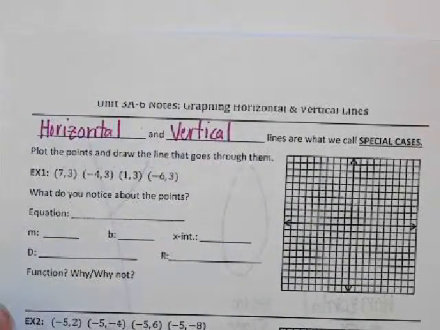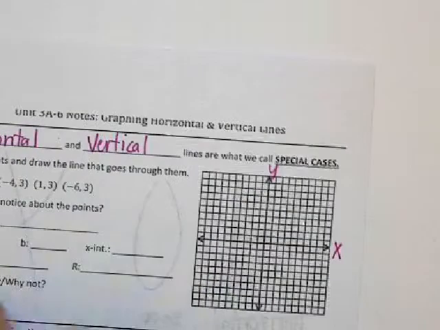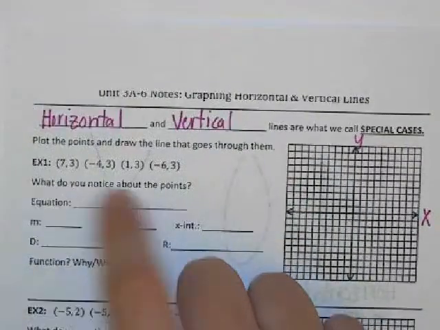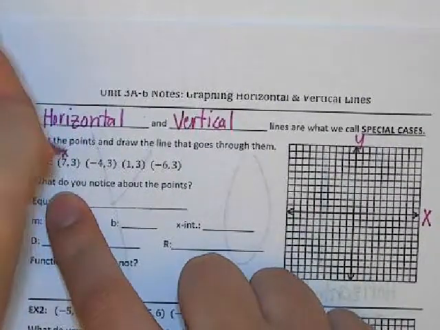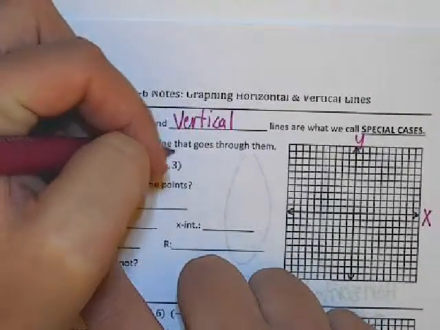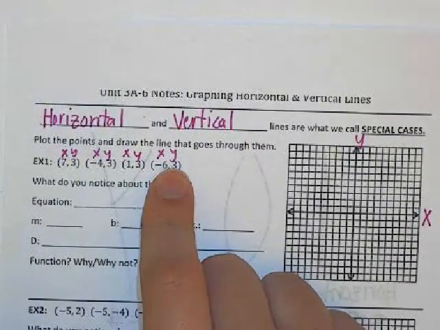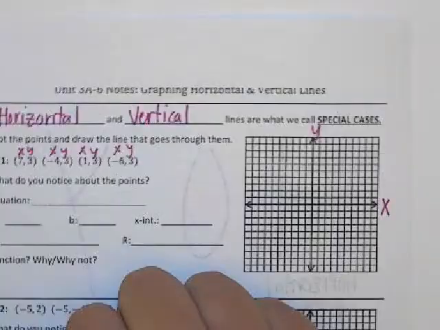So I'm going to go plot all of these points. X, Y. Okay? First off, before you plot, look up here. What do you notice about the points? Well, if I label all of them, X, Y, X, Y, X, Y, all the Y's are what? The same. They're all 3. Okay. So let's go plot these points.